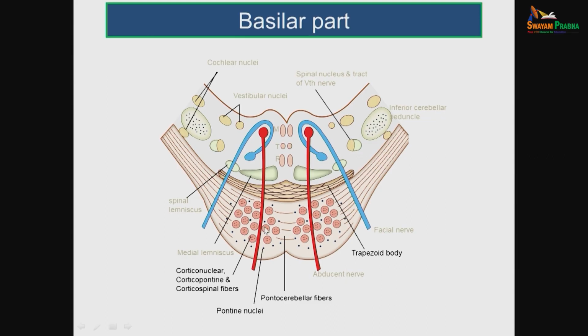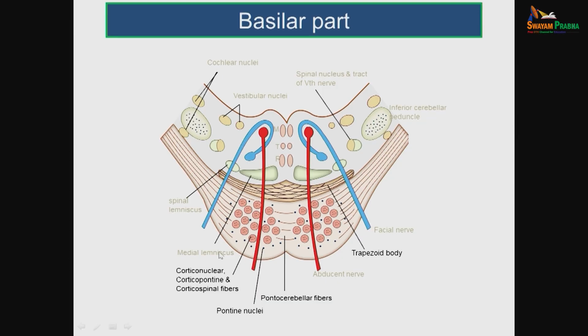In the basilar part, you can see there are fibers running here. They are nothing but, as I said, a continuation of the pyramidal part of the medulla. Here you see there are cortico-nuclear fibers, corticopontine fibers and corticospinal fibers. The cortico-nuclear fibers are from the cortex, and they come through the pontine nucleus and connect with the cranial nerve nucleus. It is for the coordination of the head, neck and the eye and ear movements. So, it coordinates these cranial nerves with the cortex.